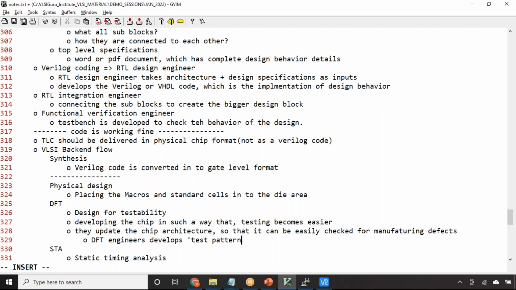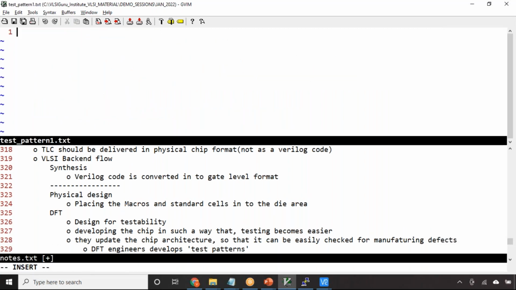Test patterns are something like this. I'll tell you a pattern, test pattern one, test pattern one dot txt. Small example. Okay.